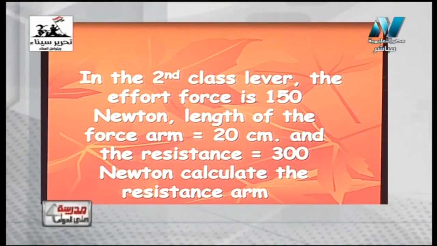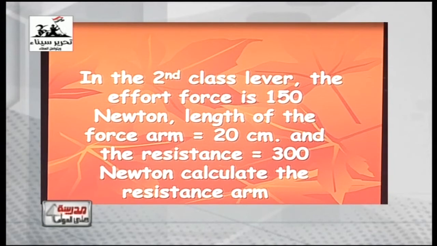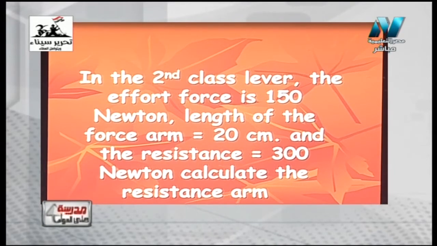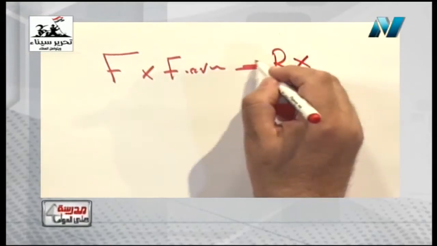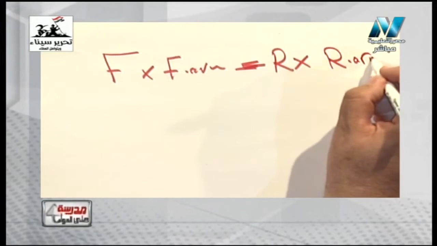The problem says that in the second class lever, the effort force is 150 newton, the length of the force arm is 20 centimeter, and the resistance is 300 newton. First step, to solve any problem, I write the law and extract the values in the problem. So first step, write the law together: effort force by effort force arm equals resistance by resistance arm, okay?